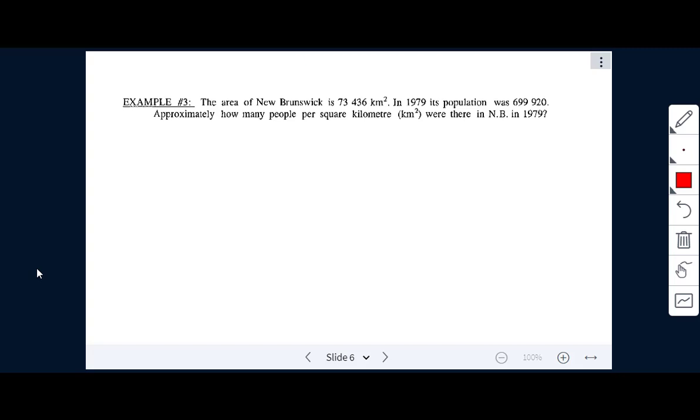All right, so if we were going to do this with the actual numbers, we would take our 699,920 and we would have to divide it by 73,436 to get our answer. But because we can round, we can do our approximate or our estimate. I'm going to put here approximate.